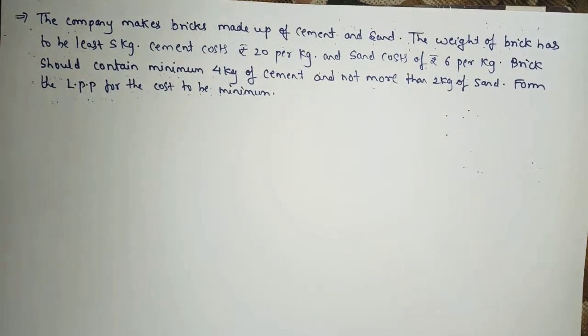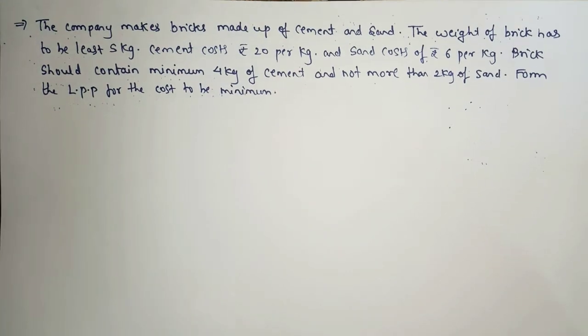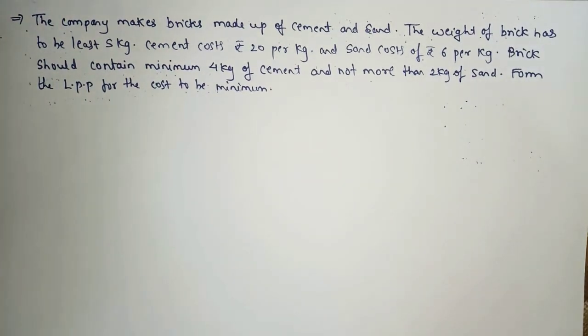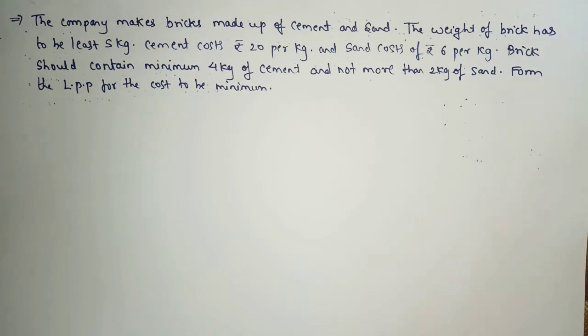As I told, the chapter is very easy. It contains only two exercises. The first exercise is based on formulating, how to frame the equation, and the second exercise is based on the graphical method. We divided this chapter into two types: number one, the graphical method, and number two, formulating the LPP. Okay, so now let's begin with the next sum.